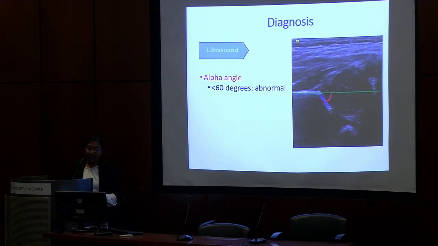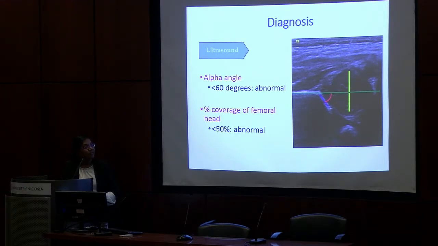What's more important really is how well covered the femoral head is. So we want to know how much of the femoral head lies beneath that green line, okay? And so you just do basically a fraction, and you want to make sure that more than 50% of the femoral head is below the ilium line, okay? And that's what's considered normal.